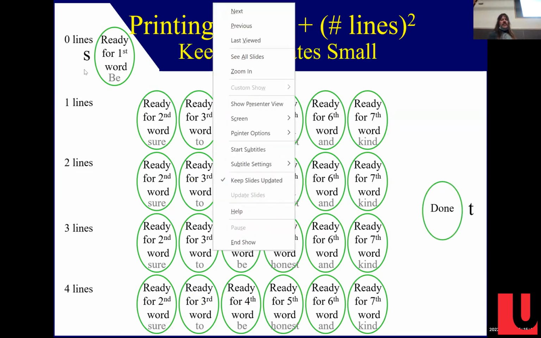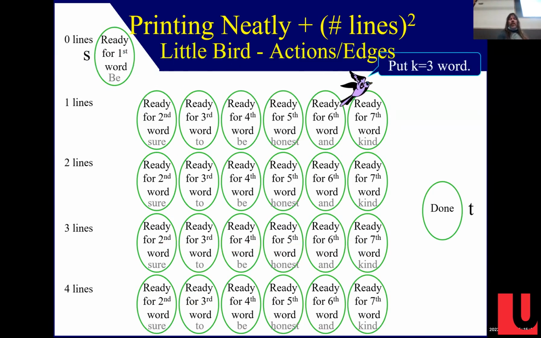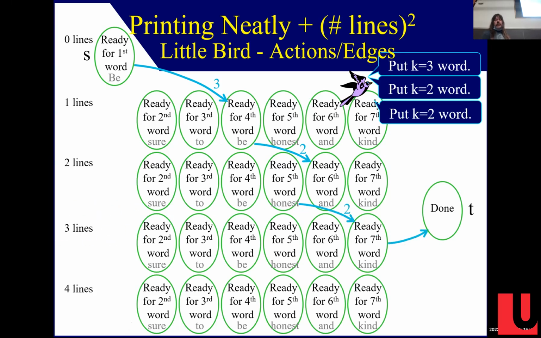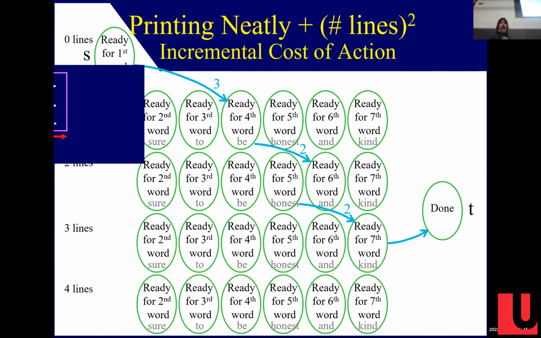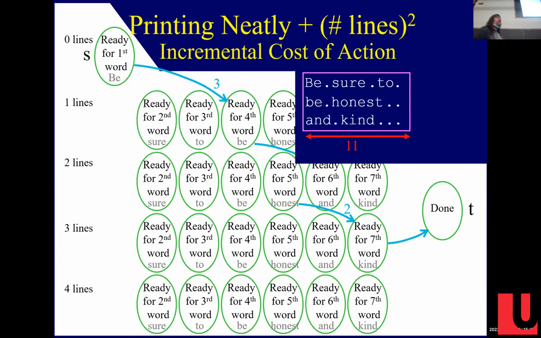And here, why is the first word by itself? Because I haven't printed any lines yet, right? All right, so then we fill in all the edges. So here he says I'm printing 3 words on the first line, and then 2 words on the next line, 2 words, and then I'm done. So that's a path through our game of life that might happen. Everybody buy that? And so let's look at the cost of these edges.